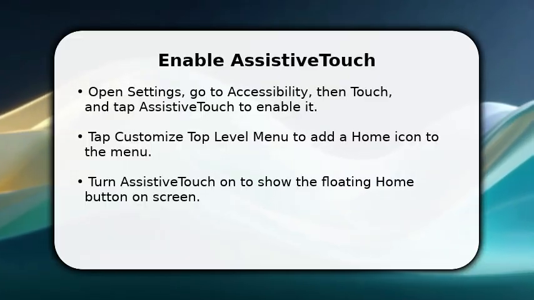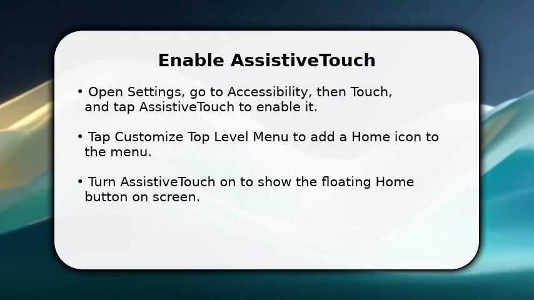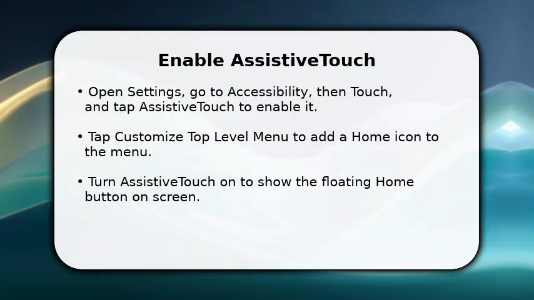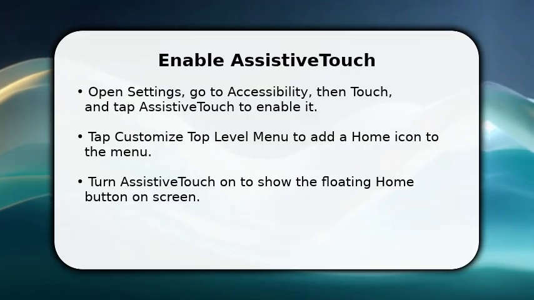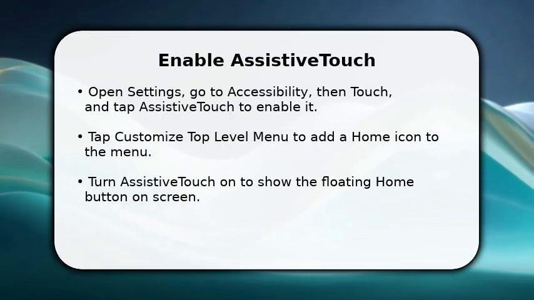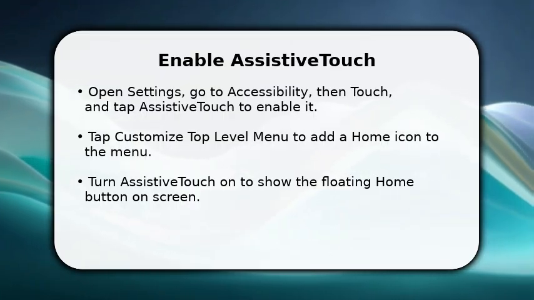Open Settings on your iPhone and scroll to Accessibility to start. Tap Touch under Physical and Motor Settings to continue. Select Assistive Touch and flip the toggle to enable the feature. The floating button appears immediately on your screen and is ready to use.